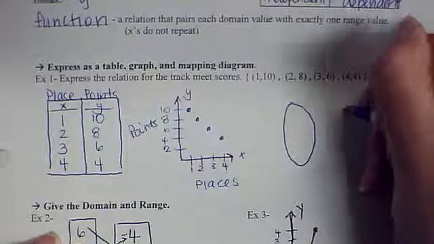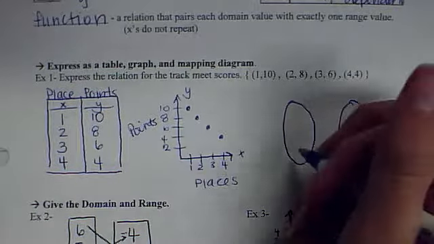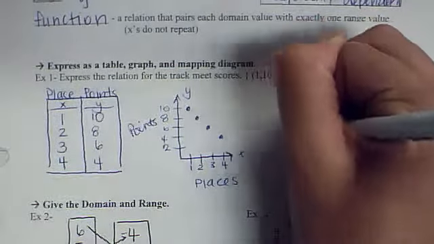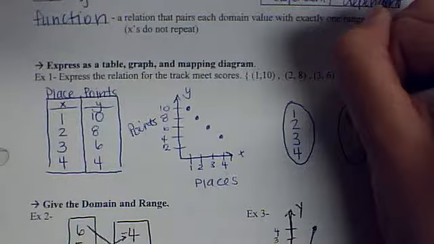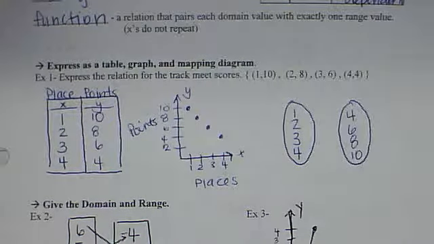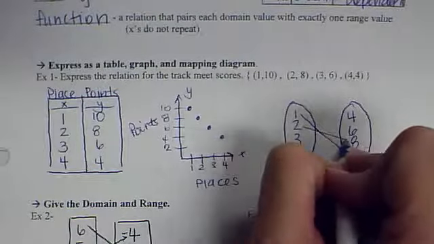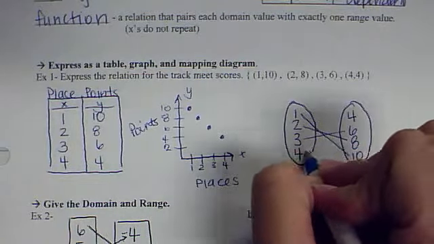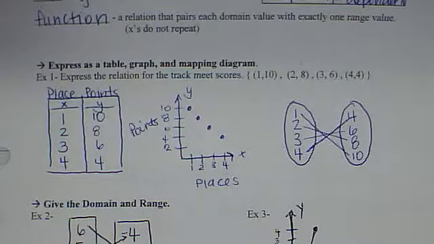The last representation is a map, which is like these two ovals. In the first one, I'm going to write all of my x values, 1, 2, 3, and 4. In the second one, I'm going to write all of my y values, and I'm going to write them in order from least to greatest. Okay, let's just get in the habit of doing that. Then I'm going to pair up my matches. 1 goes to 10, 2 goes to 8, 3 goes to 6, and 4 goes to 4. And that would be a map representation.